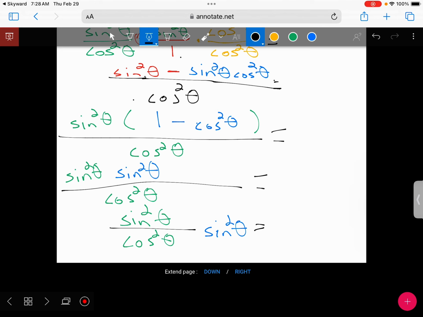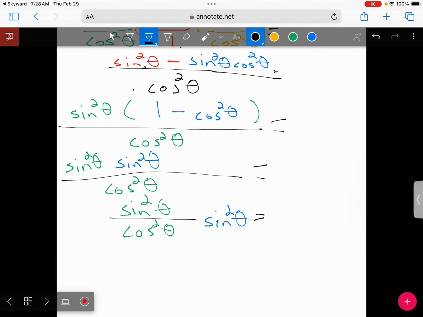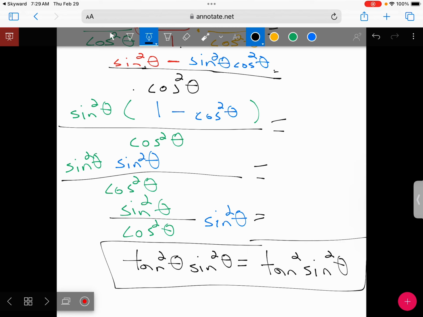From there, we know we're searching for a tangent squared theta. What's sine squared theta over cosine squared theta? Tangent squared theta. So the last thing you would write, geez, I need a lot of page, is just tangent squared theta times secant squared theta. And lo and behold, that equals exactly the right side. And we are good. We have verified it.